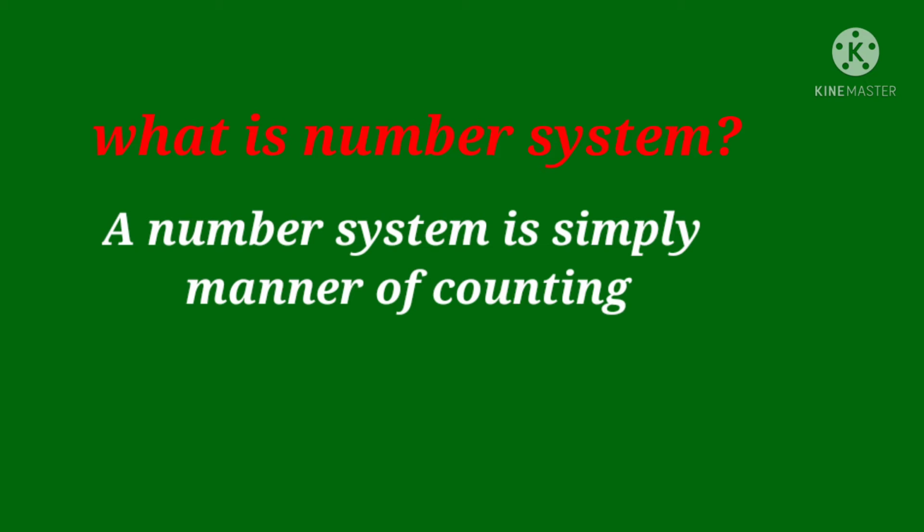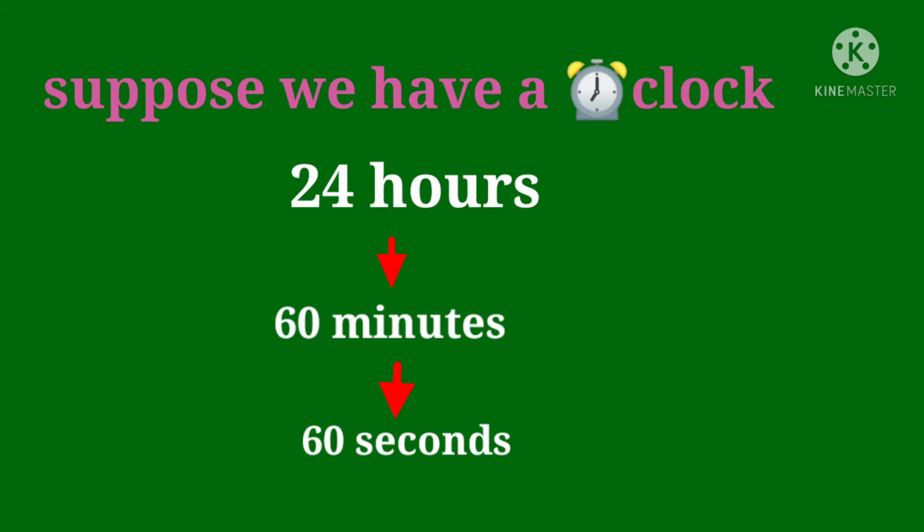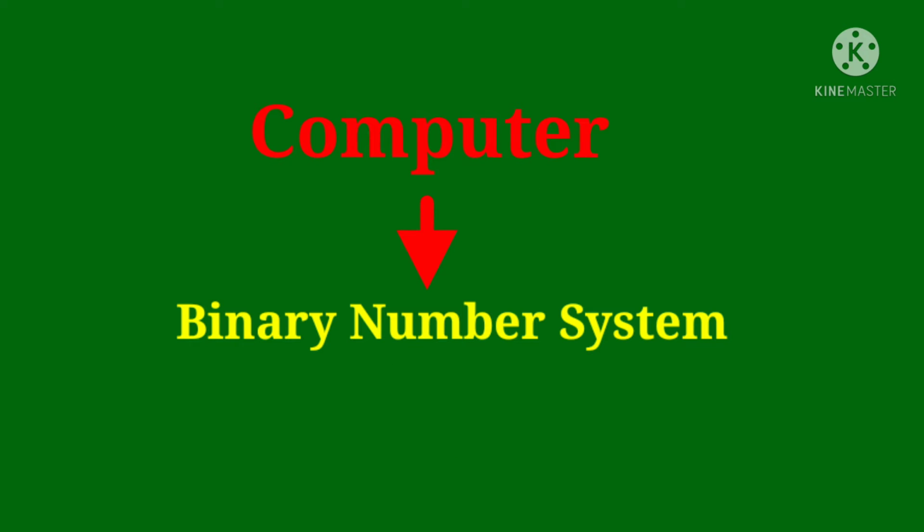First of all, we have to see what a number system is. A number system is just a manner of counting numbers, and we have different kinds of number systems. Suppose we have a clock: a clock has 24 hours, each hour has 60 minutes, and each minute has 60 seconds. Similarly, a computer also has a number system, which is called the binary system.